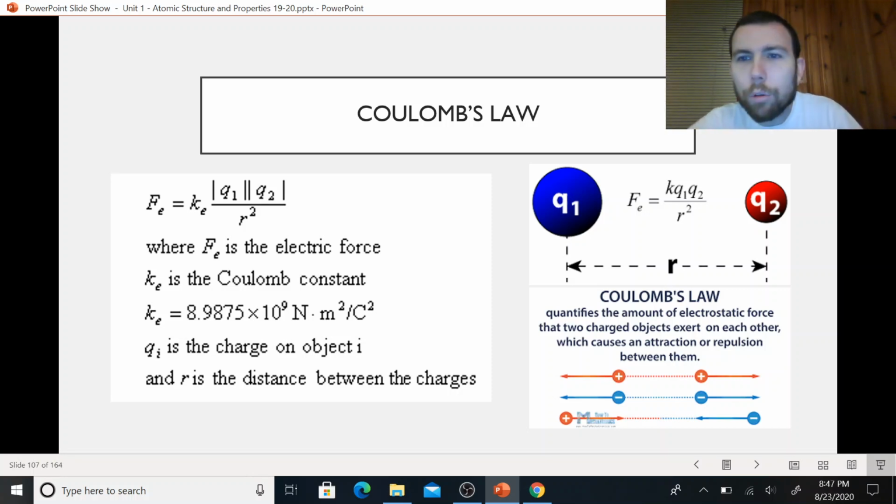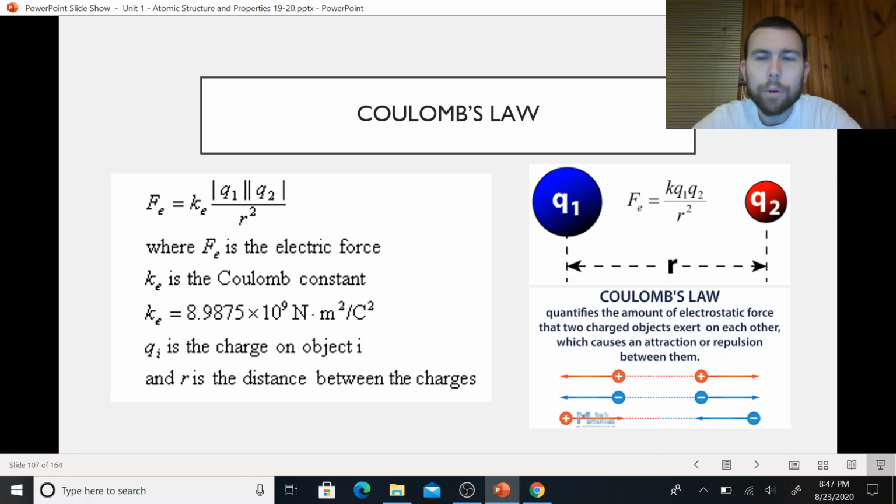What Coulomb's law is communicating is that, based on the charges of these particles, it tells us whether they're going to be attracted to each other or repel each other. Like it states here, Coulomb's law quantifies the amount of electrostatic force that two charged objects exert on each other, which causes either an attraction or a repulsion between them.